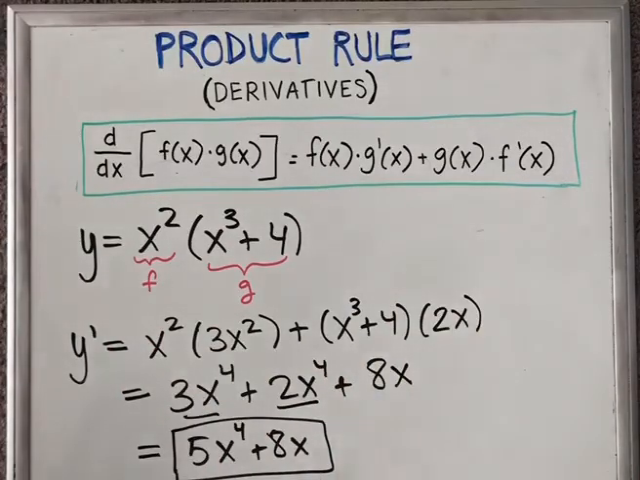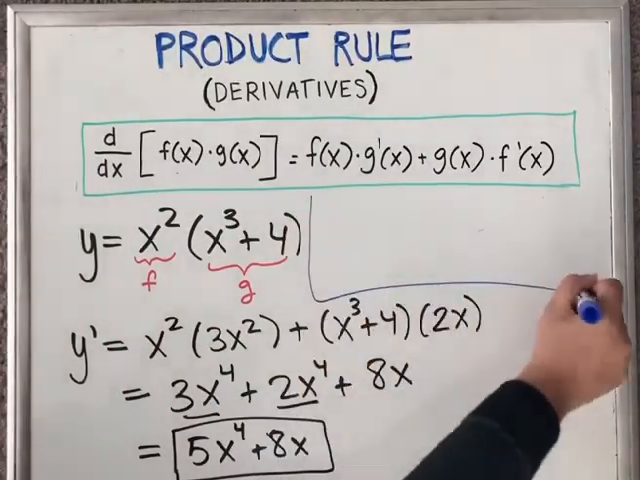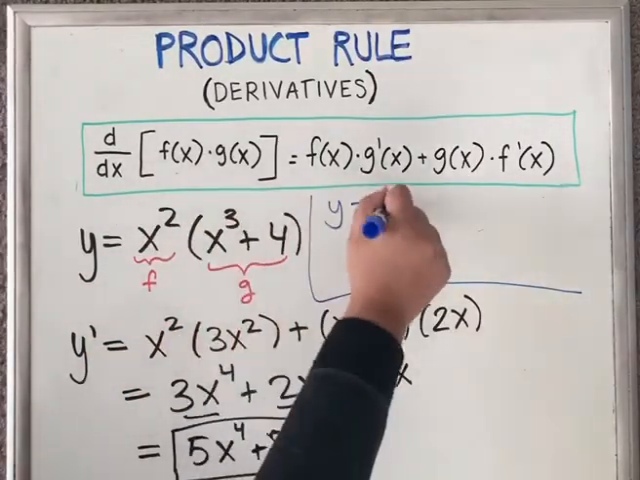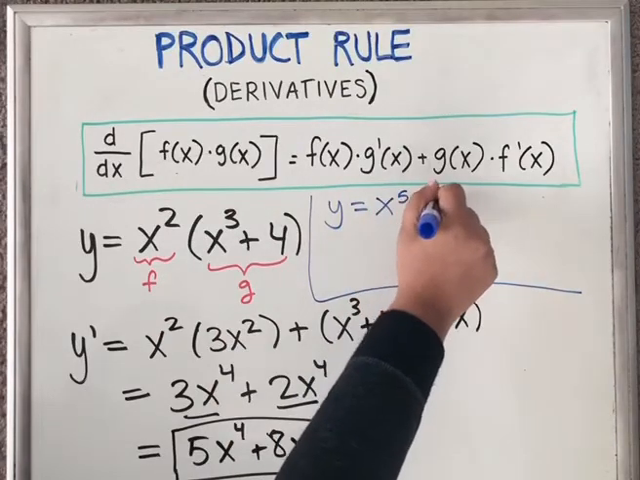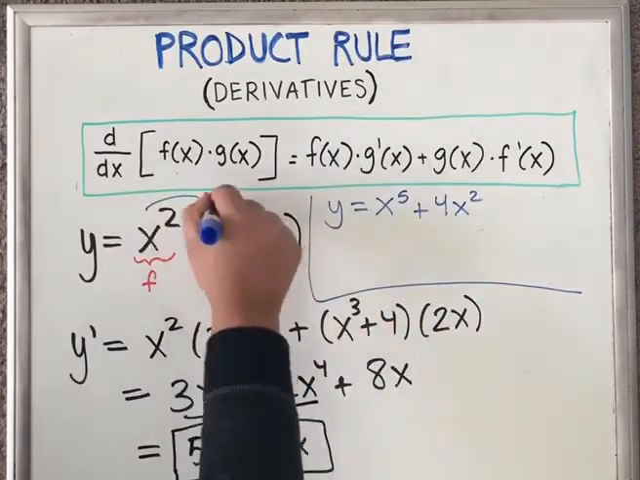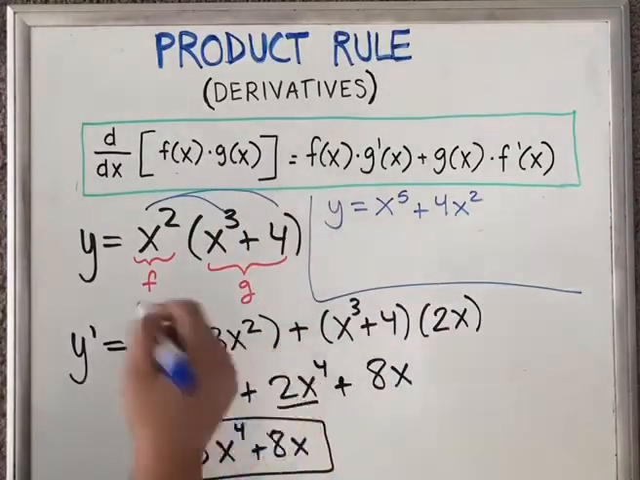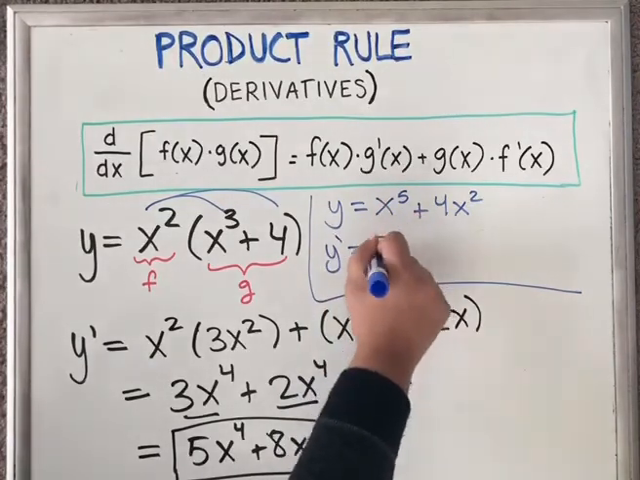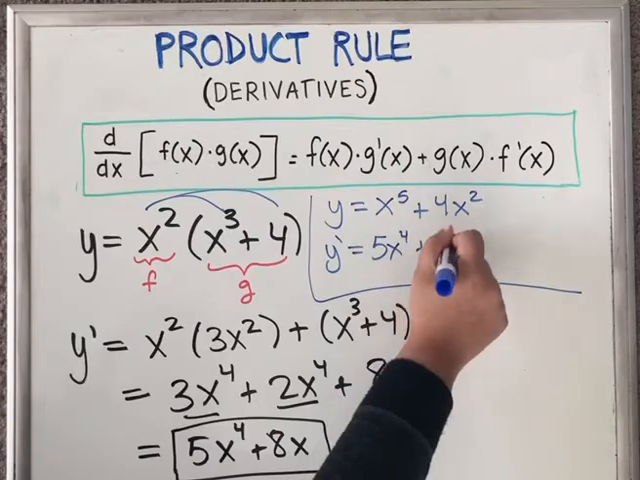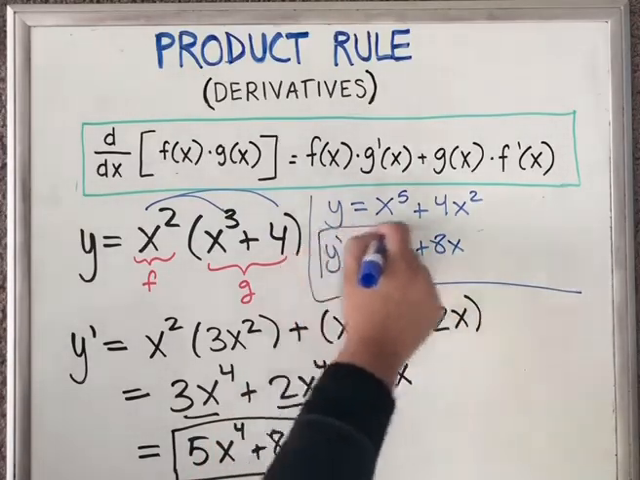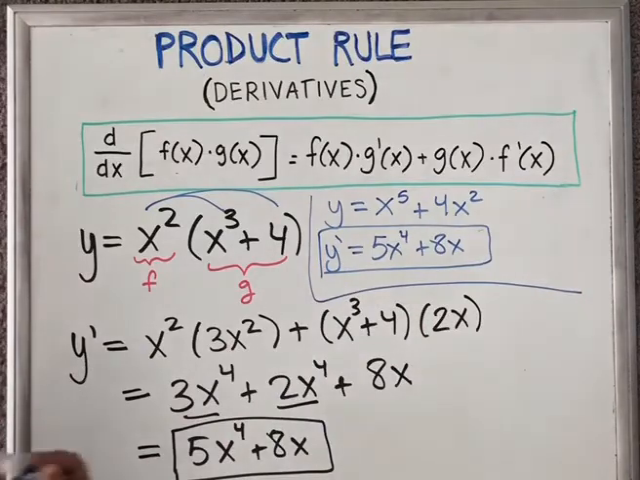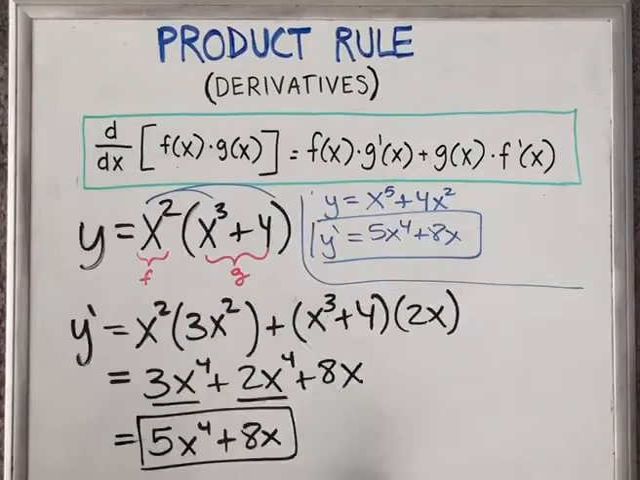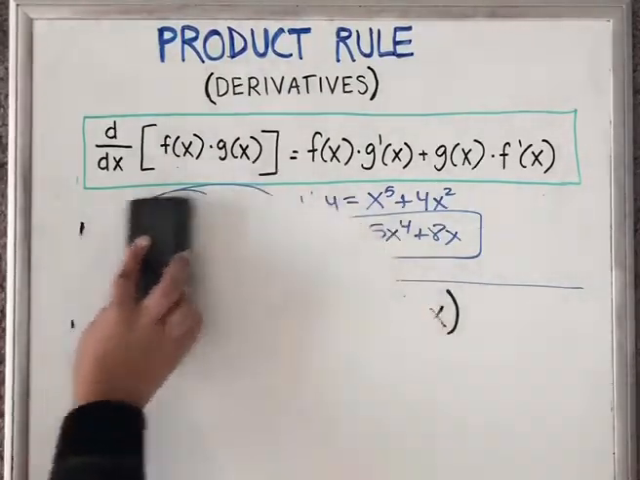And just one more quick thing here. If we had just FOILed this out to start with, so y equals x to the 5th plus 4x squared, and then we decide to take the derivative using the power rule, y prime equals 5x to the 4th plus 8x. You would get the same exact answer. So again, there are multiple ways to do things here. You could use the product rule, you could use the power rule. Essentially, it's the same thing. So I'll go ahead and walk through one more quick example.